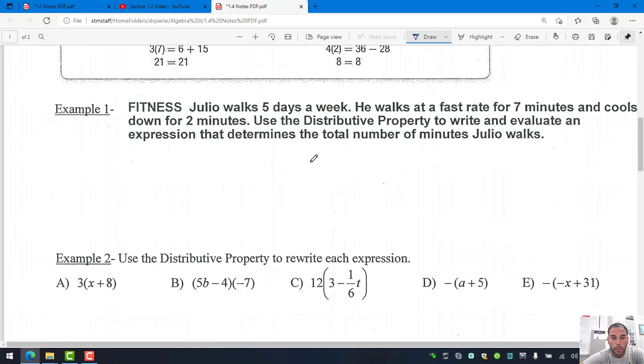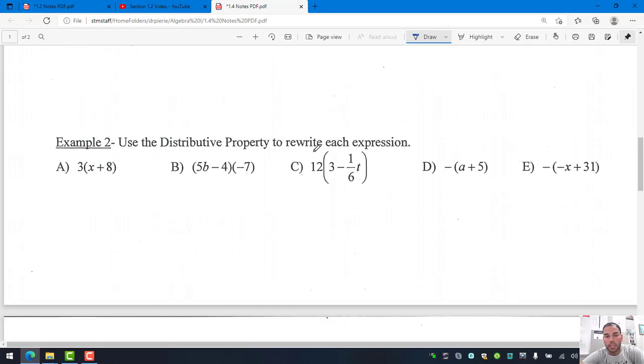Okay, we're going to skip this word problem. Let's just start doing some examples. Let's pick letter A to start. Okay, probably the simplest example on here. So here's what we see. It says use the distributive property to rewrite each expression. So I see 3 times all of this stuff in the parentheses, x plus 8.